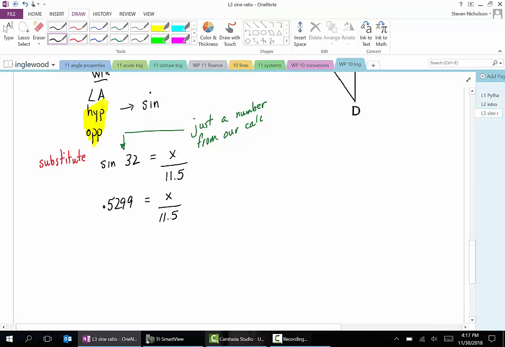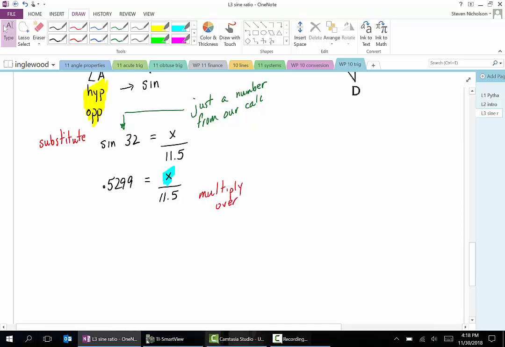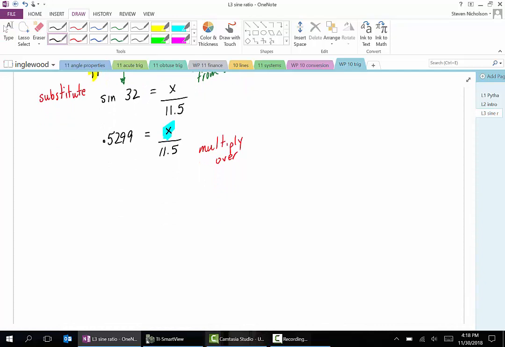And at this point right here, we just have to remember, how do you solve this kind of equation? And we're always going to do the same thing. The way you solve this kind of equation, in order to isolate x, is we simply multiply over the number on the bottom. So we're going to multiply that number over, and here's what we get.